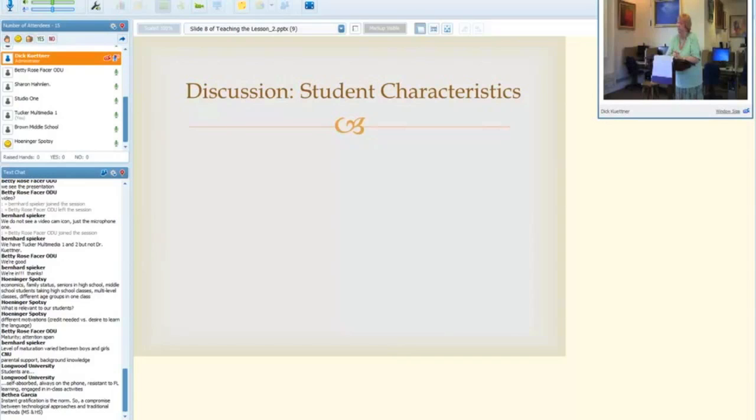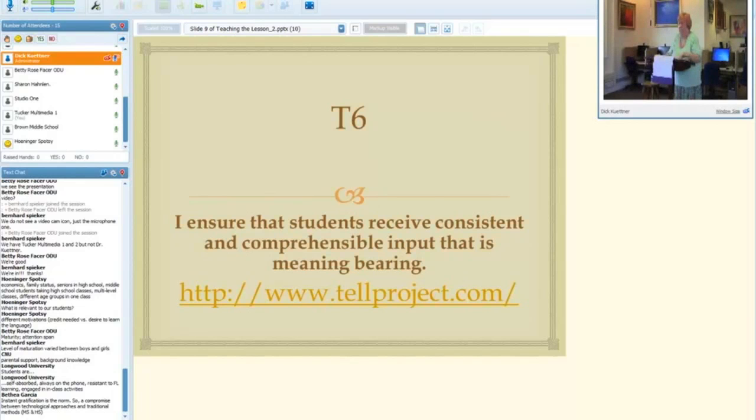Okay, let's go on to the second standard. I ensure that students receive consistent and comprehensible input that is meaning-bearing. And this is probably the core of the 3 standards we have for today. This is all of teaching, but input is evident in T1 and T6 and T8. And again, you're done through some of the standards that are related here.